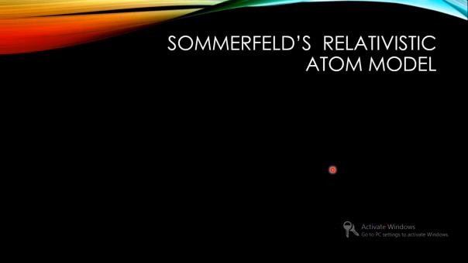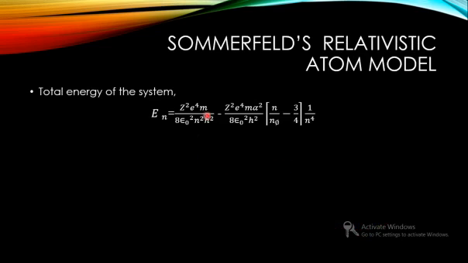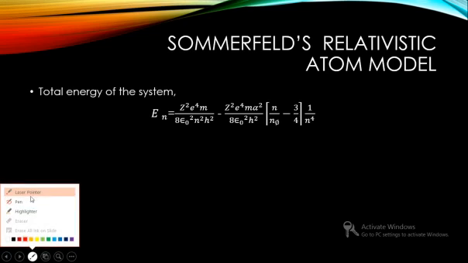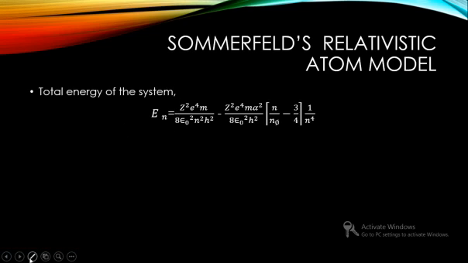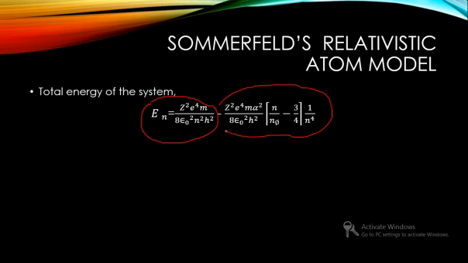Corresponding to that, the total energy of the system will consist of a first part, which is the normal energy term as given by Bohr, and he has added one more term to the energy due to the elliptical nature and the precessing nature of the ellipse. A new constant was introduced, which is called the fine structure constant, alpha, given by e squared by 2 epsilon 0 c h, which is approximately 1 by 137.